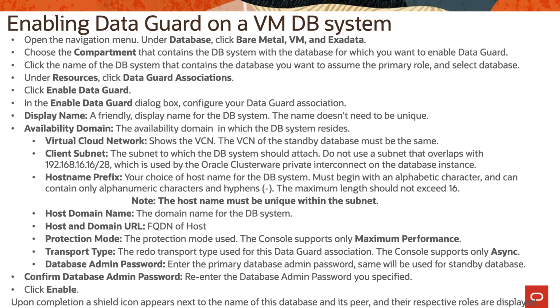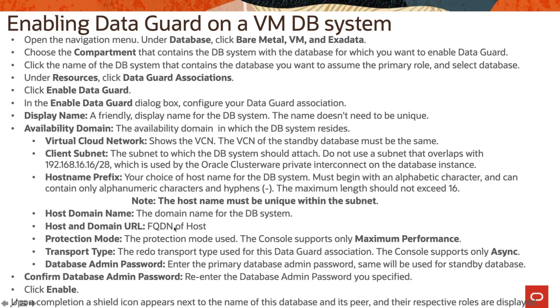So it will ask you the display name for your database system, the availability domain in which the database system resides, the VCN information, the client subnet, the subnet to which the DB system should attach. So do not use a subnet that overlaps with 192.168.16.16/28 because that is used by the cluster's private interconnect on the database system. So you need to provide a host name prefix, and the host name must be unique within the subnet. So keep that in mind. Host domain name as well as host and domain URL, that is the FQDN of the host.